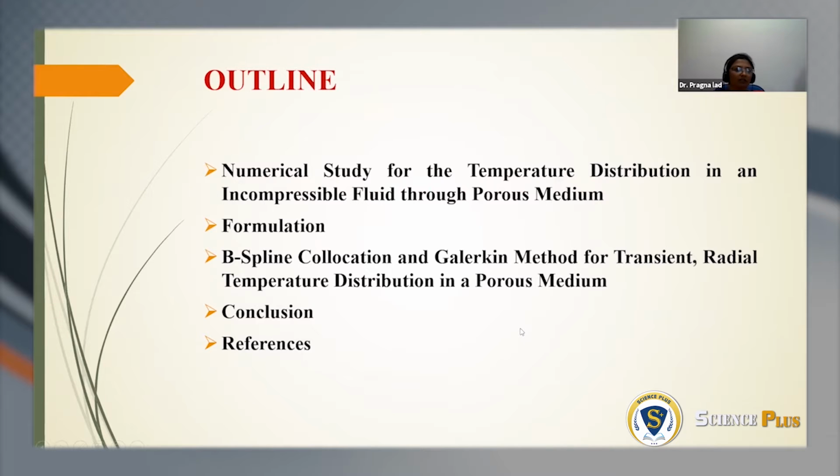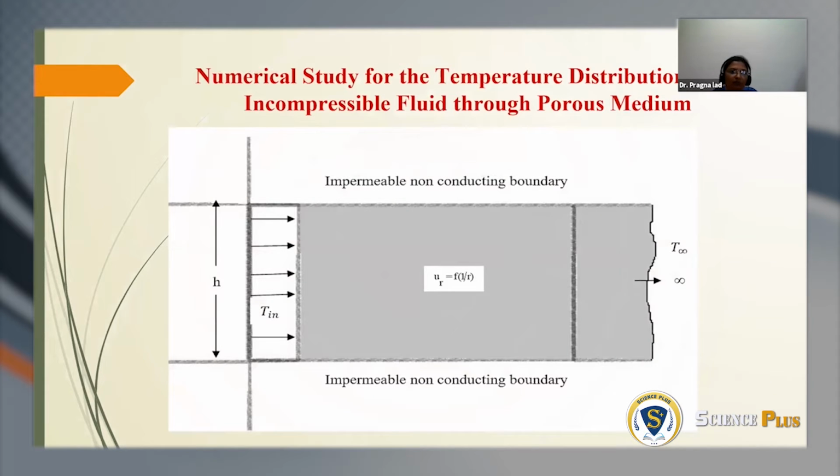Okay, this is the outline of the presentation. Numerical study for the temperature distribution in an incompressible fluid through porous medium. After that, formulation of the problem, and I have solved this problem by B-spline collocation method as well as Galerkin method, and then compare the results of the problem, conclusion and references. Now, first, I will start with the problem statement.